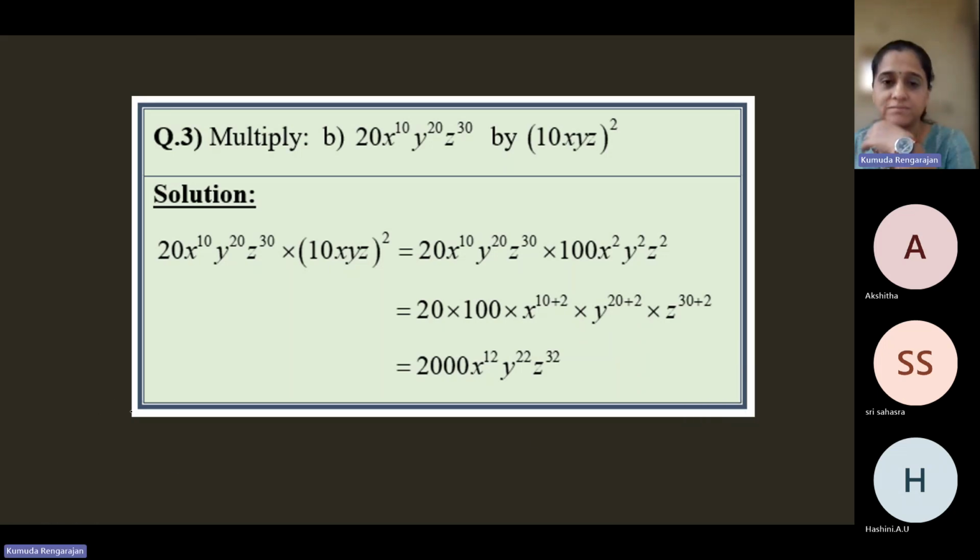All right, so how do you simplify this? The power is 2. So 10 squared, 100, x squared, y squared, z squared. Now multiply 20 into 100, 2000. How do you multiply these two? Add the powers. Multiply these two. Add the powers.